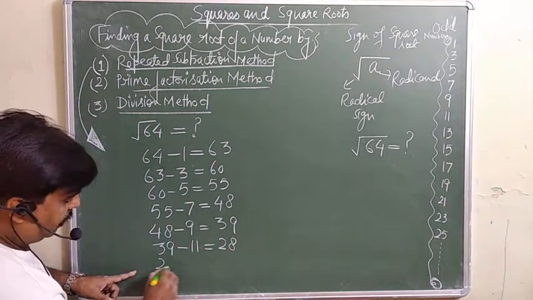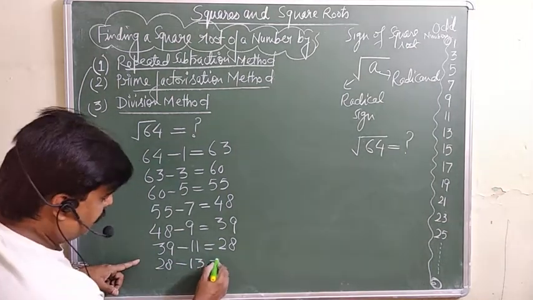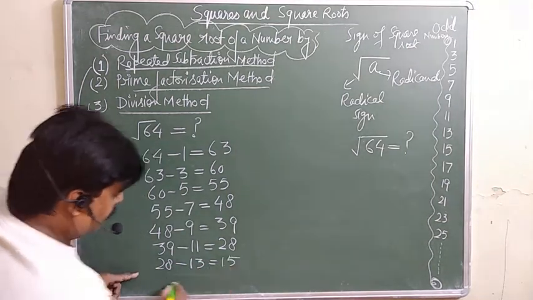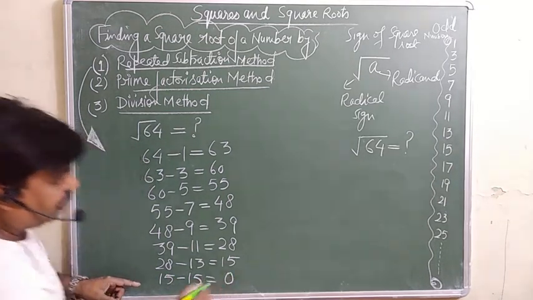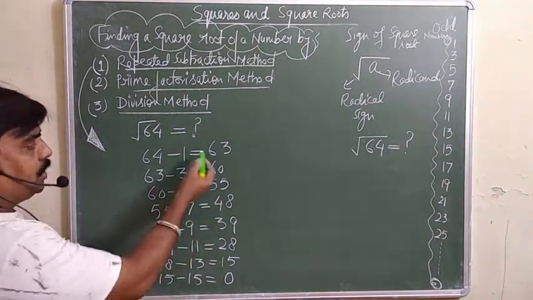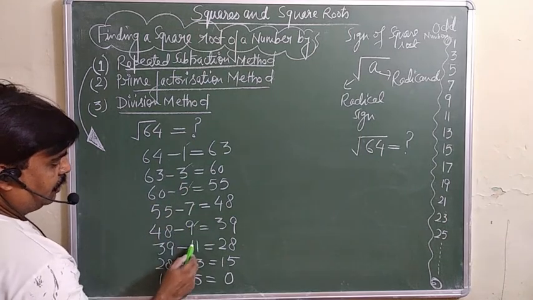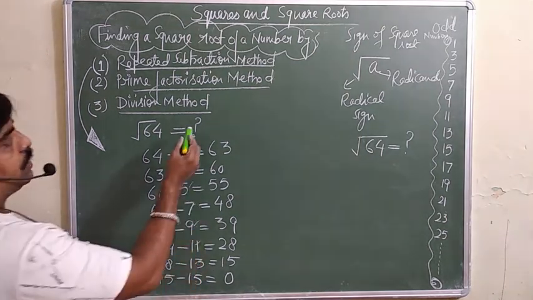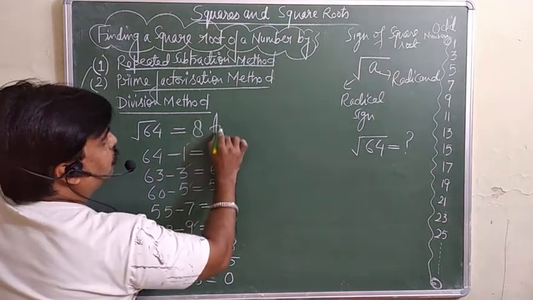And then 28 minus 13, so you will get 15. Then 15 minus 15, you will get 0. So we are supposed to subtract till the 0 comes. अब कितना नंबर हमने subtract किया? 1, 2, 3, 4, 5, 6, 7, 8. 8 numbers we are going to subtract. So the square root of this number is 8, and this is your answer.